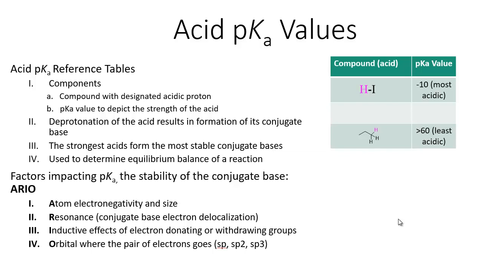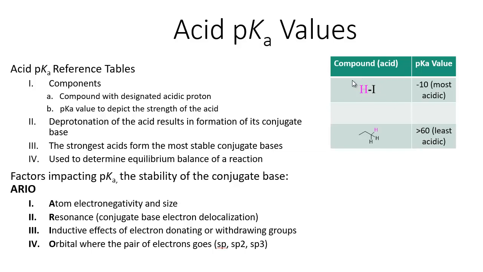Acid pKa values are often presented on reference tables. I'm going to show you one of those on the next slide, but let's break this down first just so that it's not too overwhelming to start. The components of that acid pKa reference table consist of the compound with the specific proton that the pKa value is referencing highlighted, usually with a certain color. I've chosen pink for my table and this small example table.